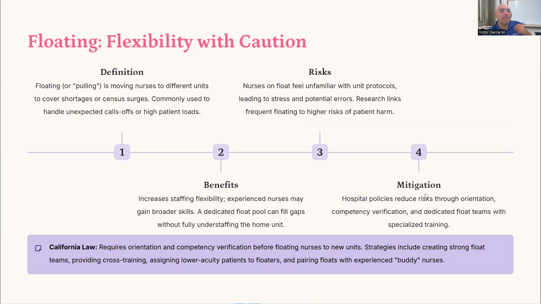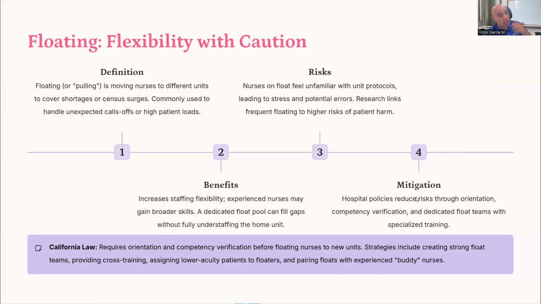Now, what is floating? This occurs when nurses are temporarily reassigned to a unit outside of their home area. It's often necessary to accommodate census changes or staffing shortages, and floating helps to maintain operational flexibility. It can also introduce safety risks if the nurse is unfamiliar with the unit.